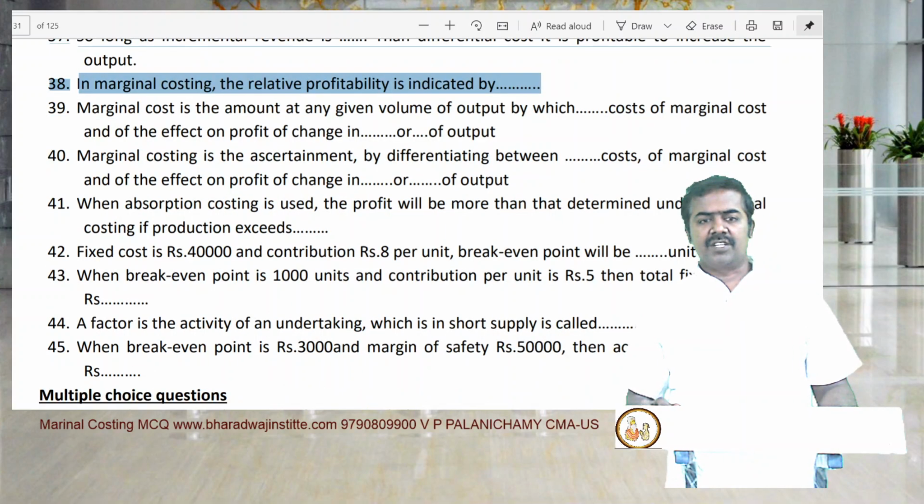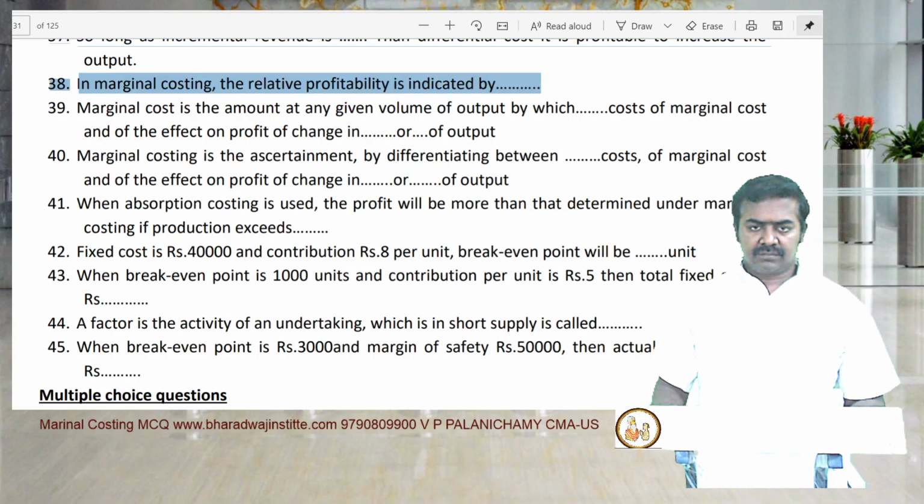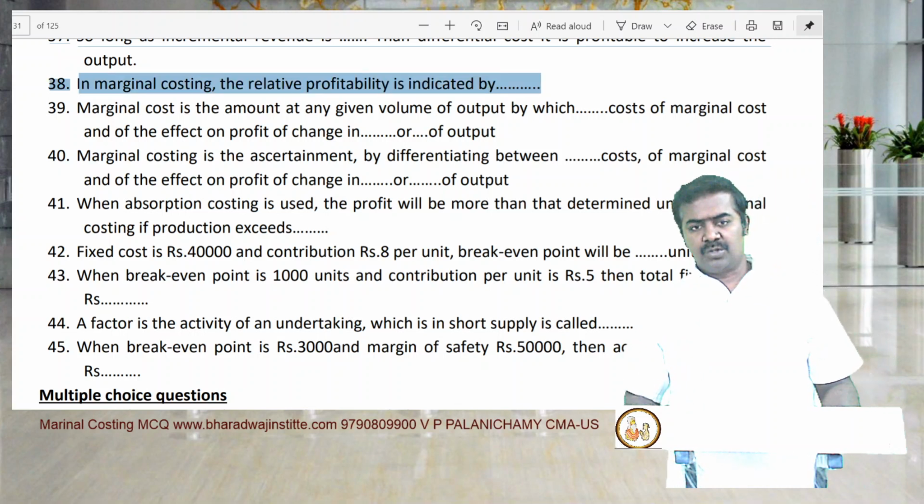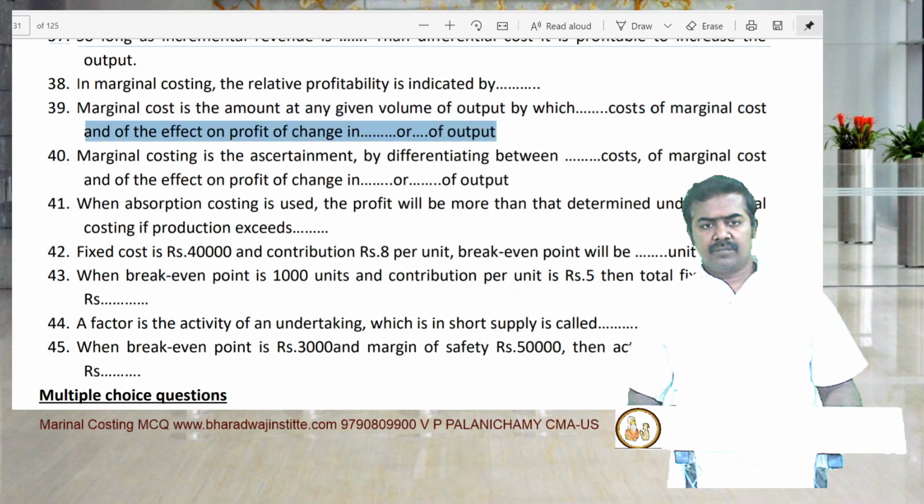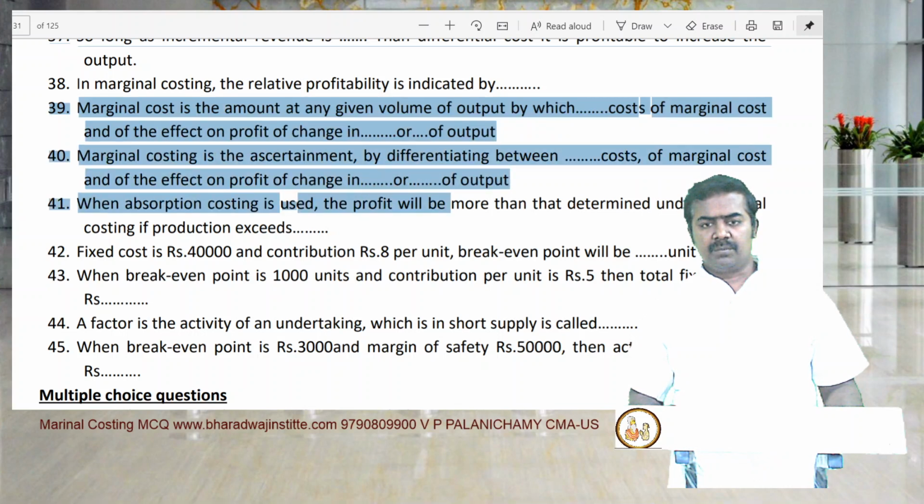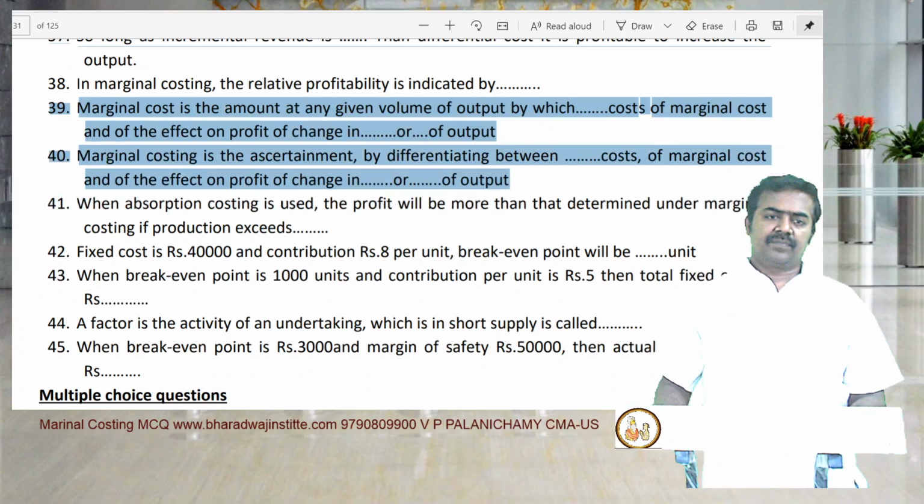In marginal costing, the profitability is indicated by which one? Contribution margin. Please ignore question number 39 and 40. They are wrongly constructed questions.